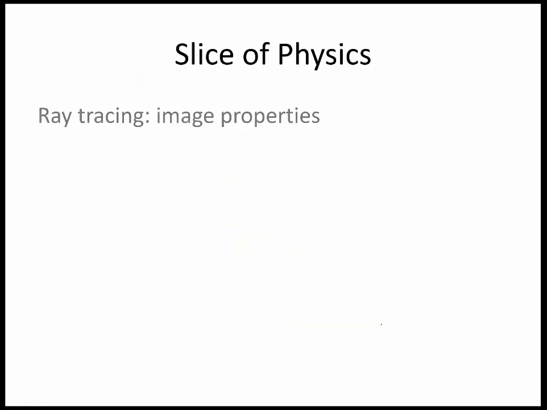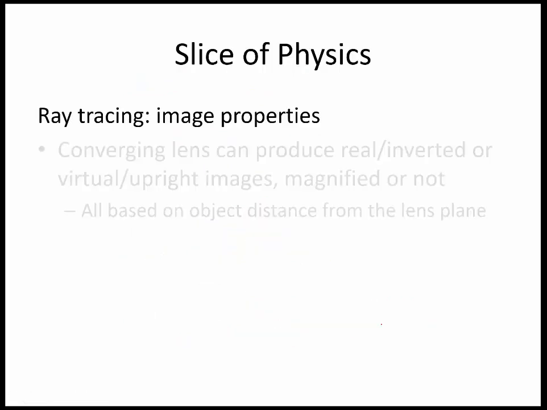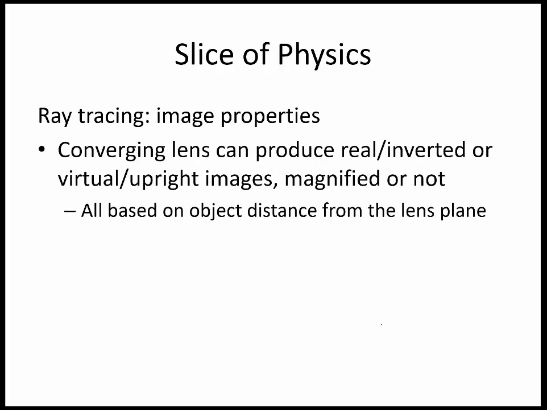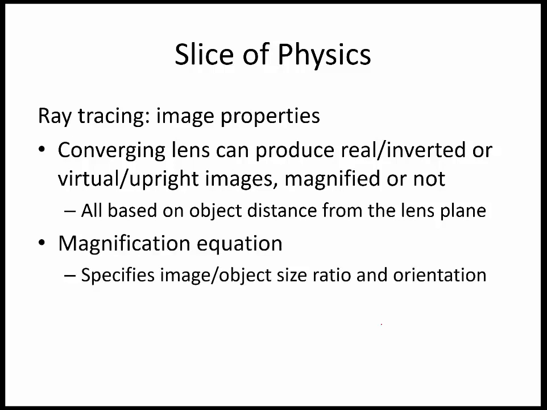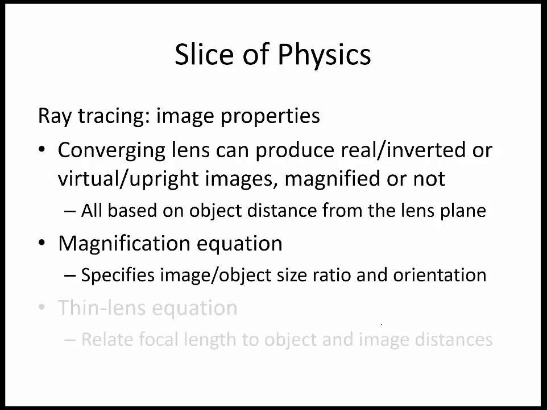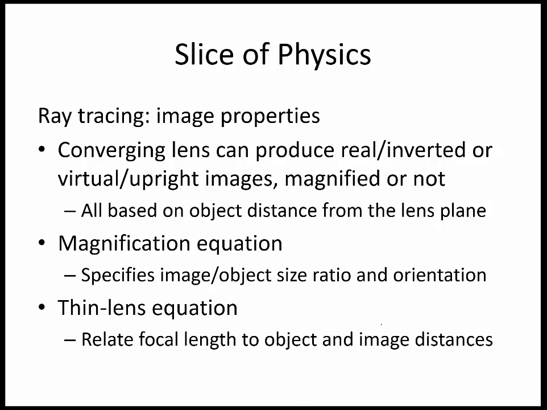All right, in this slice of physics, we looked at ray tracing image properties. We saw that converging lenses can produce real inverted images or virtual upright images, which could be either magnified, shrunk, or the same size. All of that depended on the object distance from the lens plane. We discussed the magnification equation that related the size of the image to the position of the object and the image, and then looked at the thin lens equation that related the object and image positions to the focal length of the lens or mirror.